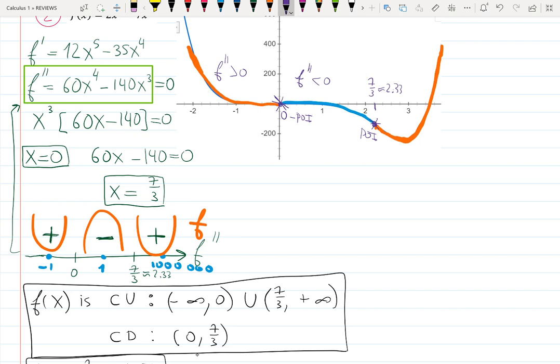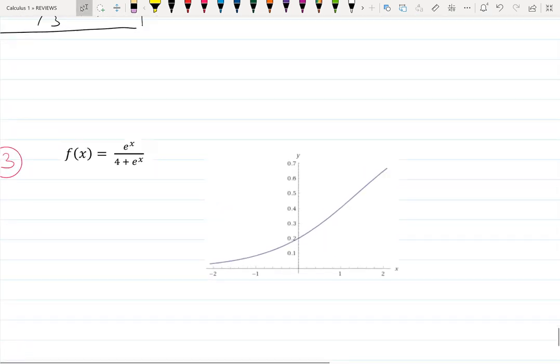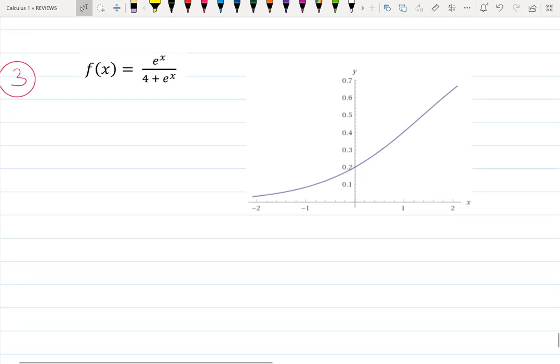The function is concave up, concave down, concave up. Very nice. One more example includes exponential functions. Here they are. The function is e to the x all over 4 plus e to the x.